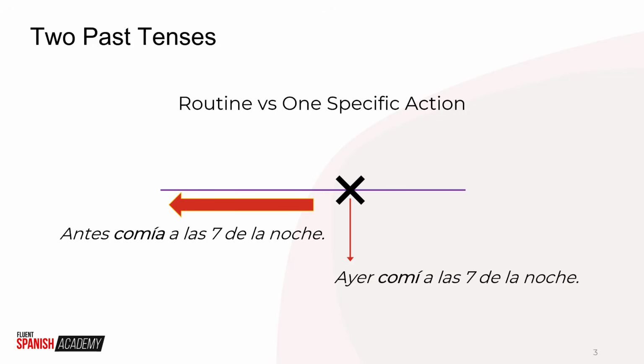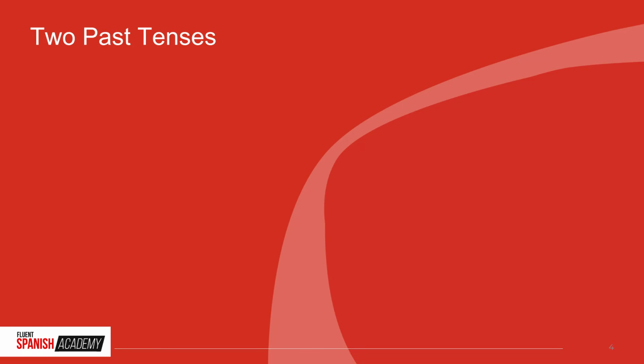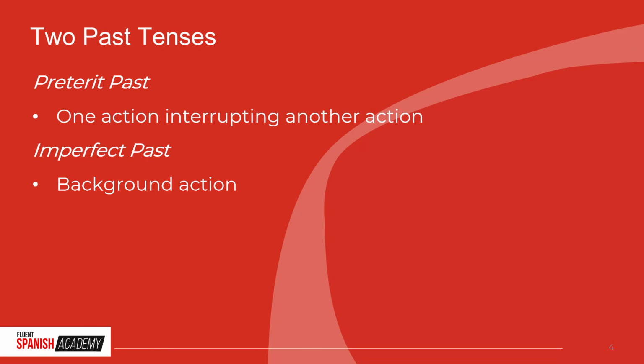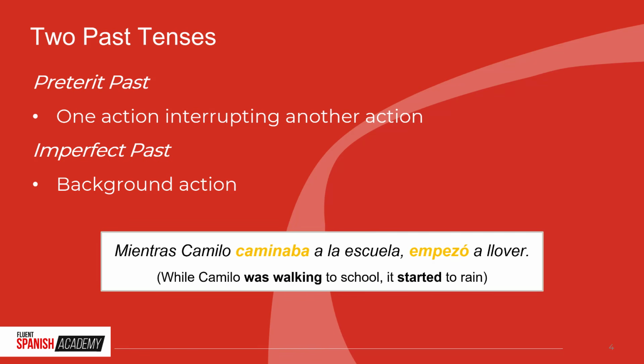Now, let's look at another case where we can use both of these past tenses together. And this is going to happen when you have one long action that's occurring over a period of time and another short action that interrupts it. Okay, so in this case, we're going to have the imperfect for showing a long, let's call it a background action. And then the preterit is going to jump in and suddenly interrupt what's going on. Like, for example, in this sentence. Mientras Camilo caminaba a la escuela, empezó a llover.